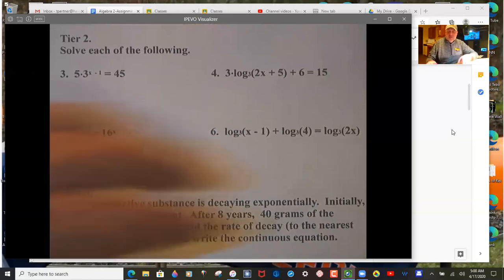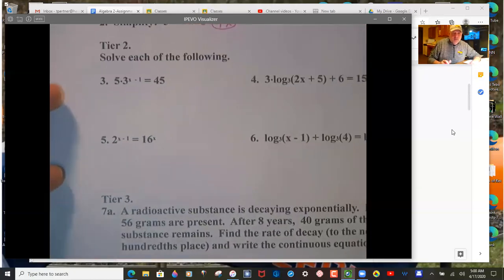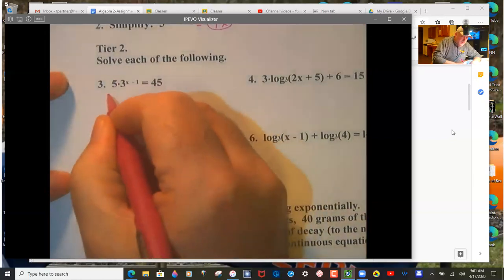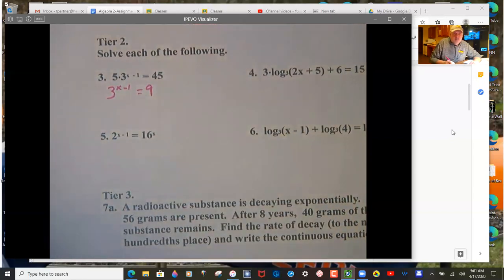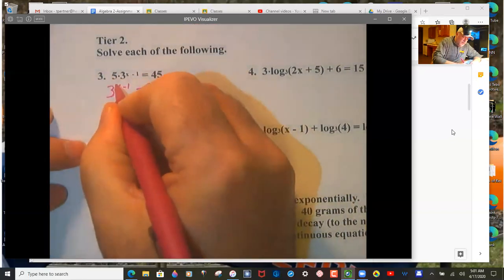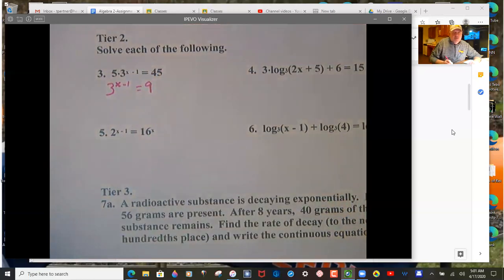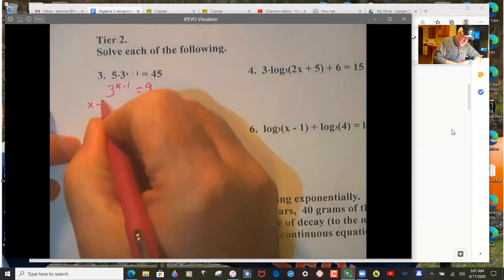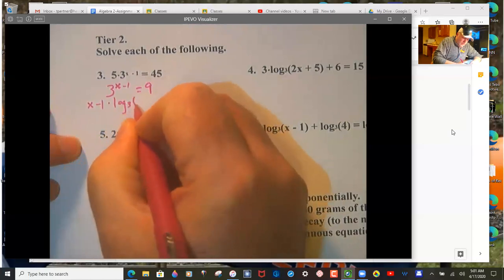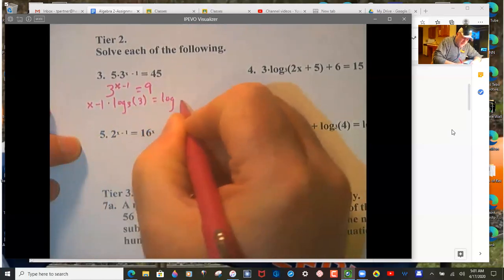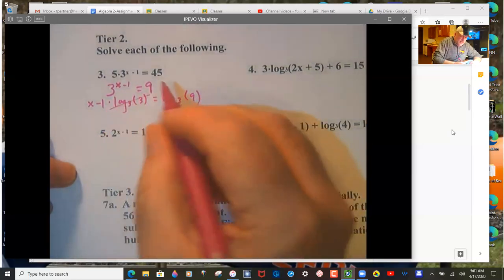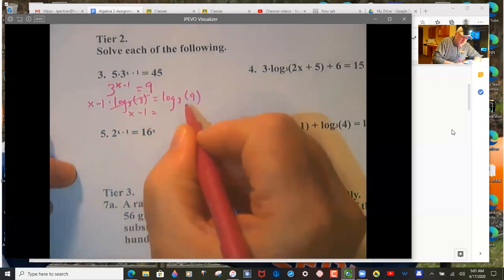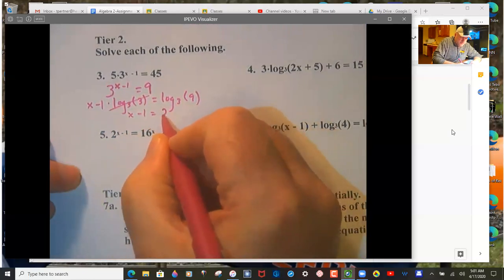So with the 2 exponential problems, you're going to have to, on number 3, divide by 5 first. And now from here, you might be able to even mentally do this one. But let's assume you can't mentally do this one. You would do a log base 3 on both sides to, again, bring down that x minus 1 out of the exponent position. So log base 3 of 9 is 2.